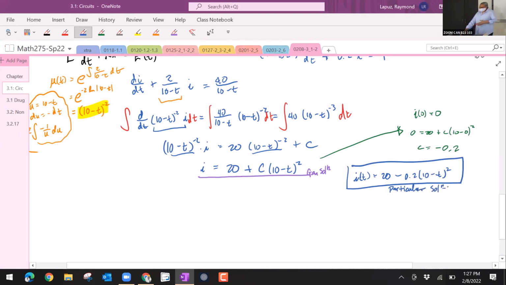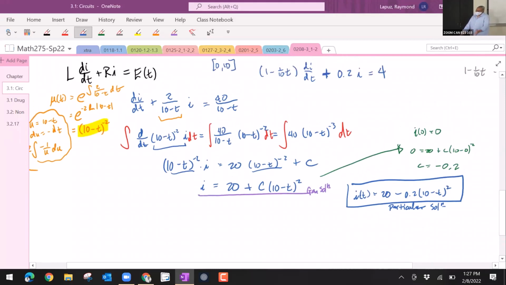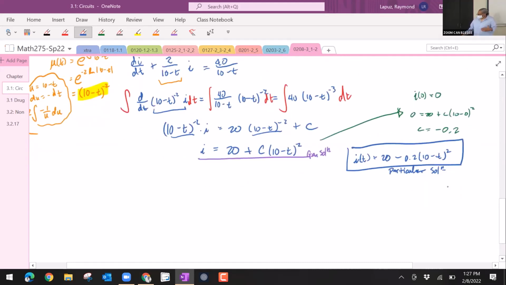And now that you have your particular solution, what are they asking? Oh, this is good for t from 1 to 10. And so what we want to do is hook this up with I when t is bigger than or equal to 10. So we want to know what happens when t is equal to 10. 20 minus 0.2 times 10 minus 10, and that's going to be 0. This is 0, so this is 20. So it looks like your I at 10 has to be equal to 20.